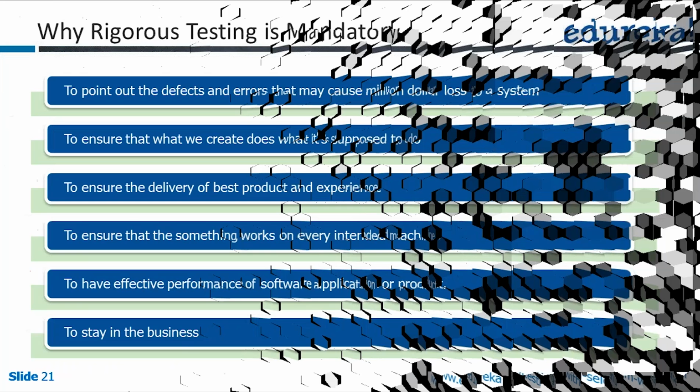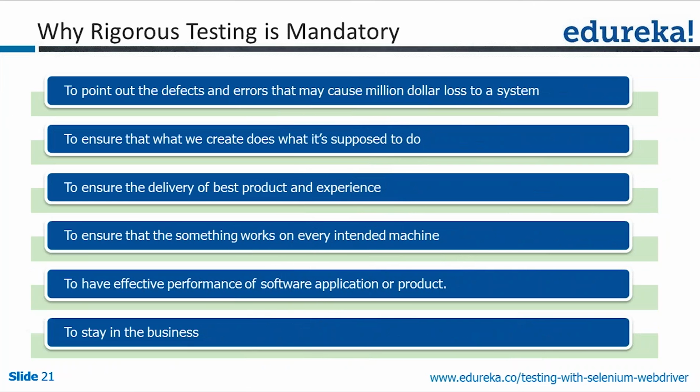So before that, why is rigorous testing mandatory? We already know why testing is mandatory: to point out defects that may cause a $1 million loss, to ensure what we create does what it's supposed to, that it behaves as expected, to ensure the delivery of the best product and experience, and to ensure that something works on every intended machine. Meaning if you are developing an application intended to run on Windows, Unix and Linux, it should run on each and every machine equally.